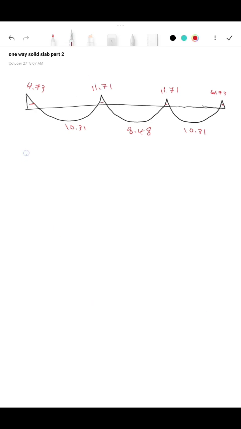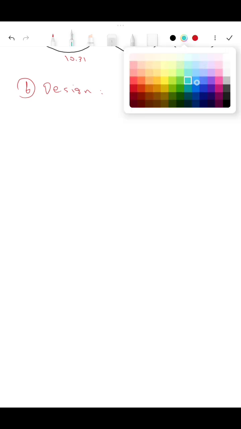Starting with the design step, which is the sixth step, design. So okay, we will divide the designing into sections. First of all, we will design the spans. I will design the spans in the short direction, then I will design the supports in the short direction, and after that we will design in the long direction. So let's start with the first one, which is span, short direction.